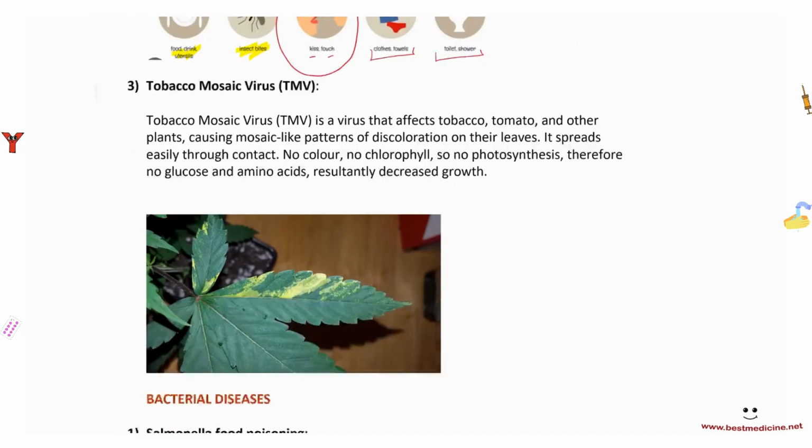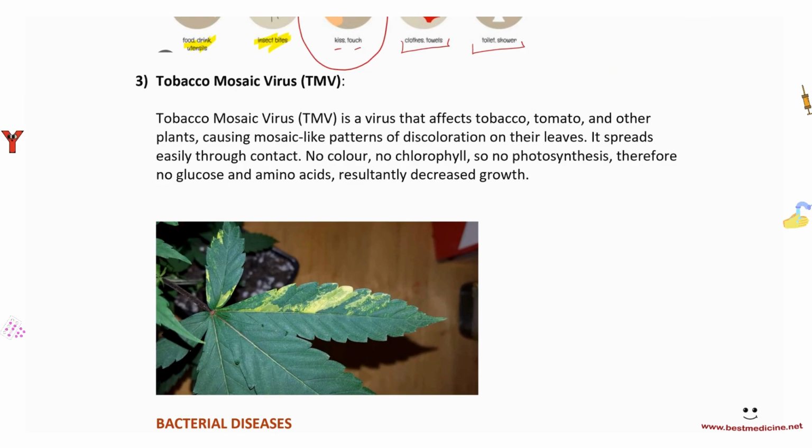And next up we have the tobacco mosaic virus, and this one is very simple. Tobacco mosaic virus is a virus that affects tobacco, tomatoes, and other plants, causing mosaic-like patterns of discoloration. So fragmented, spread out patterns of discoloration of the leaves. Essentially, it causes the chlorophyll to go away.